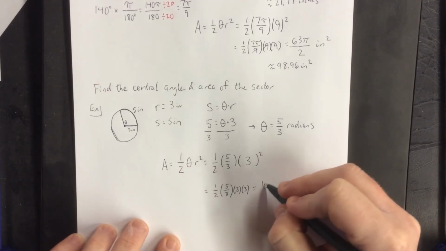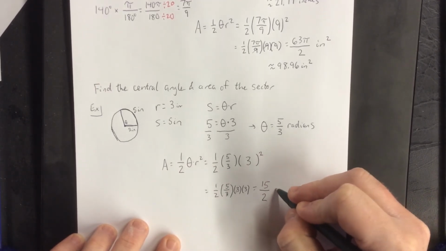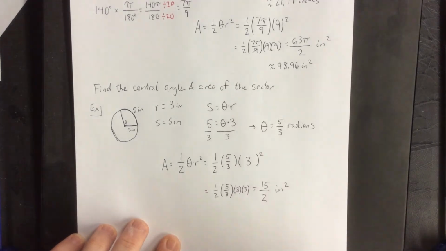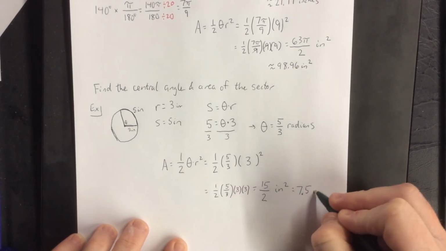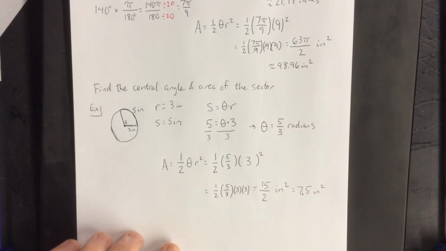No pi's in this one. This one is simply going to be 15/2 square inches. No need to approximate on this one, as this one is exact. So, a couple examples for arc length and area of a sector.